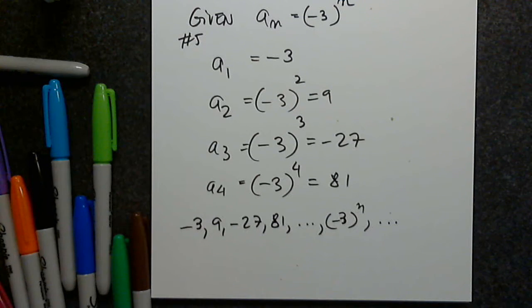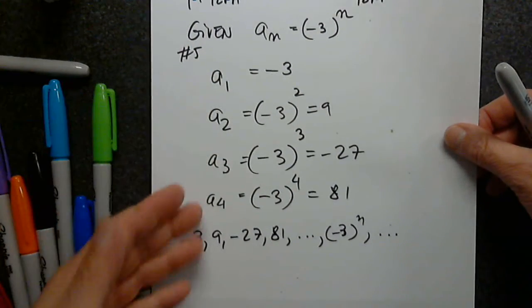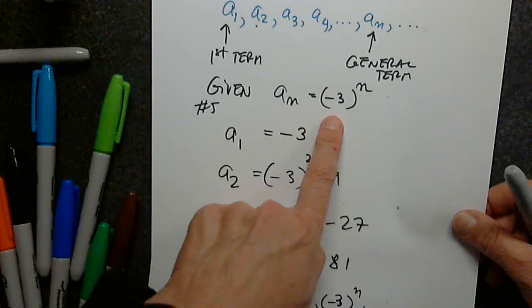How is this a function? Well, it is. When n is 1, I got a number. When n is 2, I got a different number. When n is 3, I got a different number. And so on and so forth. That's it. We were only asked to find the first 4 terms given the general term.